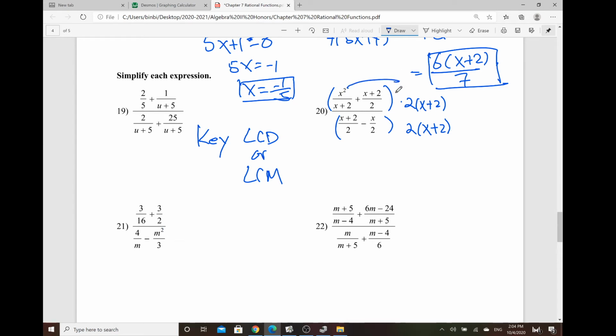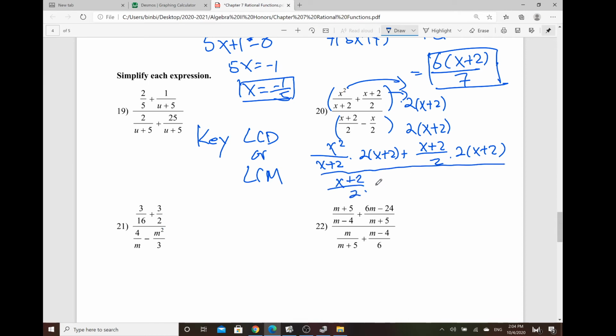Okay, so after you multiplied it out, distribute. So this one distributes, so we do have x squared. Well, let's just rewrite it. x squared over x plus 2. Let's just distribute everything out first. Times 2 times x plus 2. And then the other one here, x plus 2 over 2 times 2 times x plus 2. And then the denominator is quite similar. So x plus 2 over 2 times 2 times x plus 2, minus x over 2.